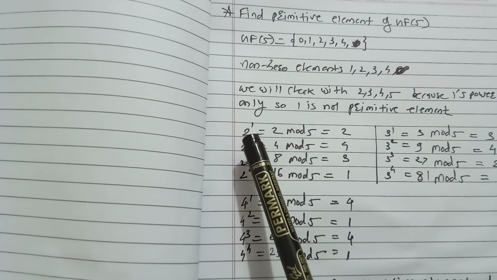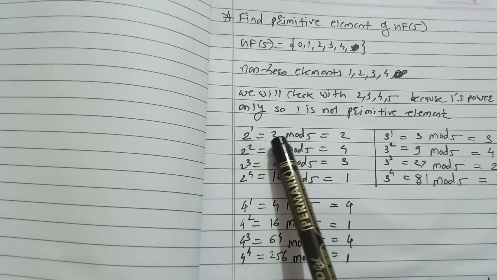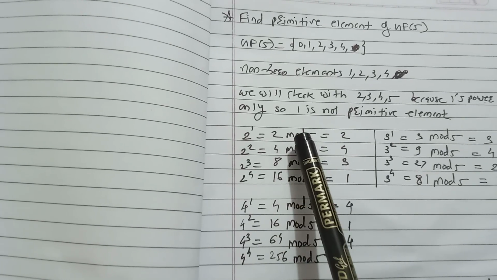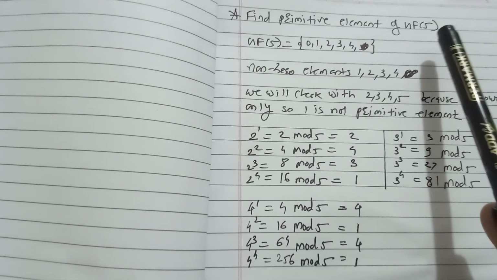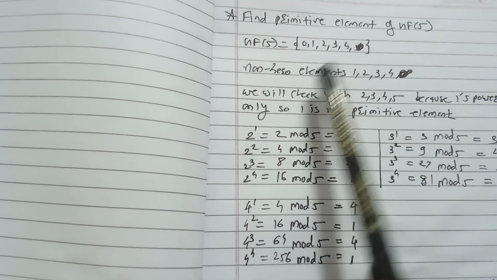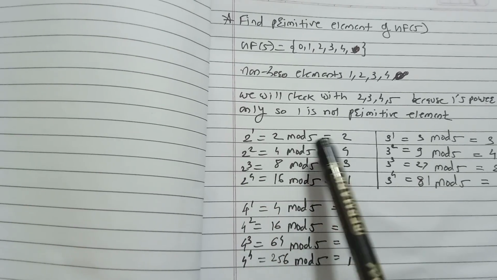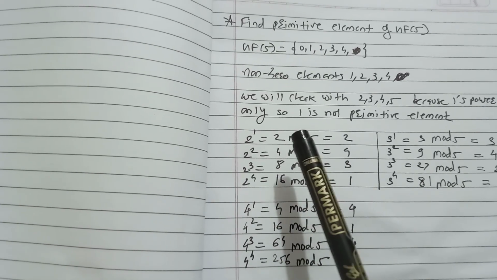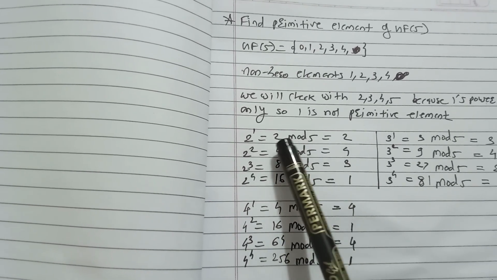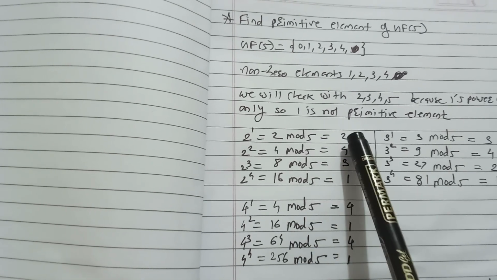So for example, if you take 2, then its powers will be 2 raised to 1, that is 2, and you have to take mod 5 because it is a Galois field 5, that means it has elements only 0 to 4. So if any element goes beyond 4, then you have to take the mod 5. What is mod 5? That means 2 mod 5 means you have to divide 2 by 5 and you have to take the remainder. The remainder will be 2.